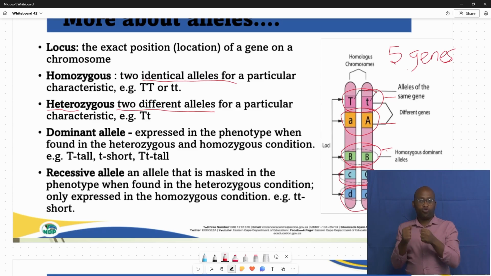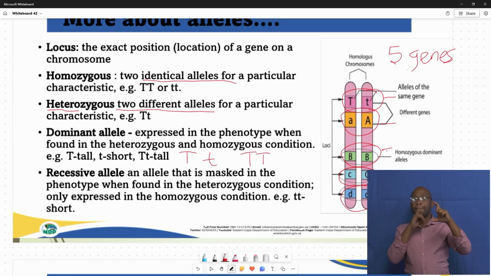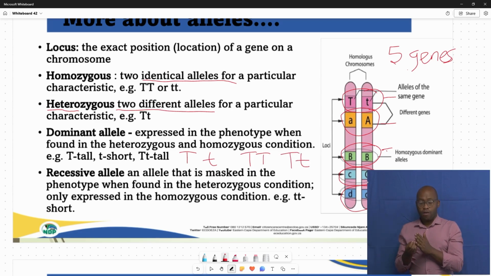The example that we have been given is that if we have an allele for being tall and an allele for being short, and the allele for tallness is present in its homozygous condition, meaning we have 2 of the same allele, and also in its heterozygous condition, meaning we have 2 different alleles, it will always show in the phenotype. So it means that tallness is dominant over shortness.